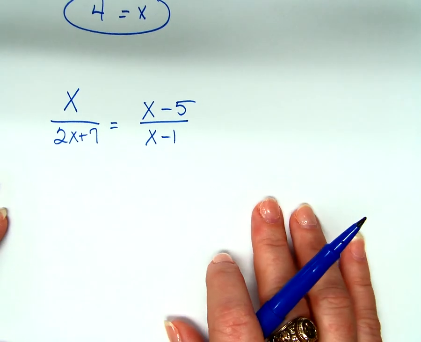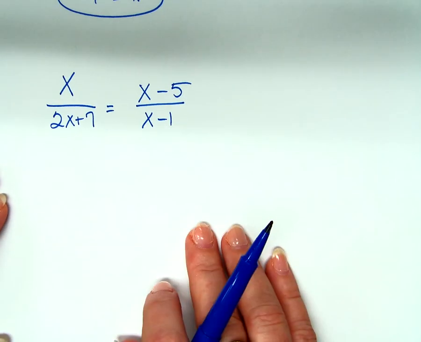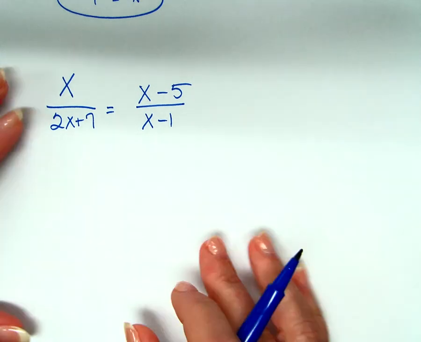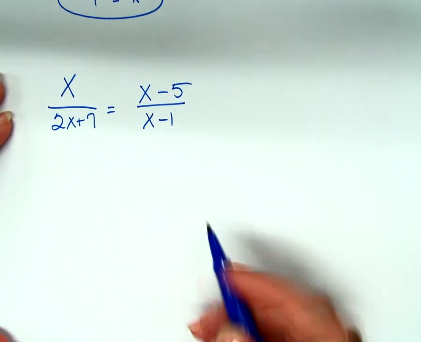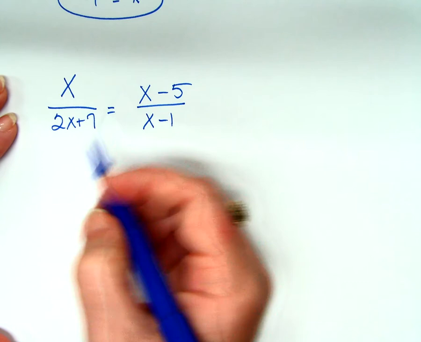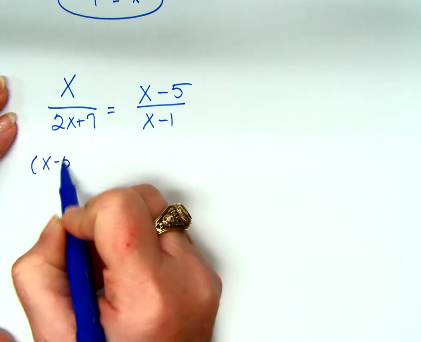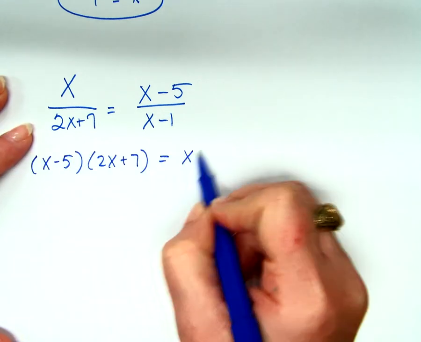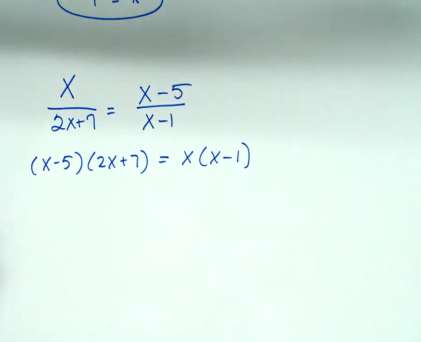How do you solve an equation when it's two fractions set equal to each other? Okay, so we're going to practice that again because I only heard one person. How do you solve an equation when it's two fractions set equal to each other? Good. Okay, I just want you to be confident. Is that fair? Okay, so we have (x minus 5) times (2x plus 7) equals x times (x minus 1).